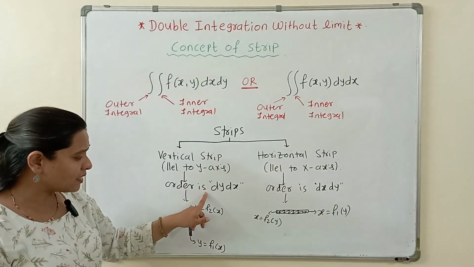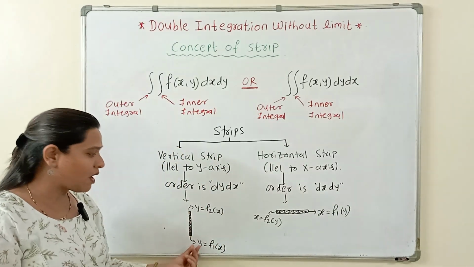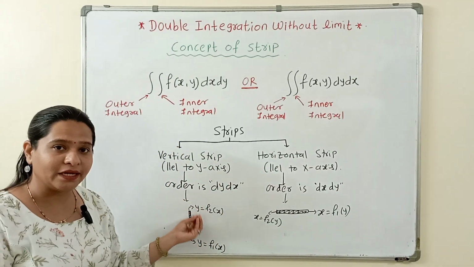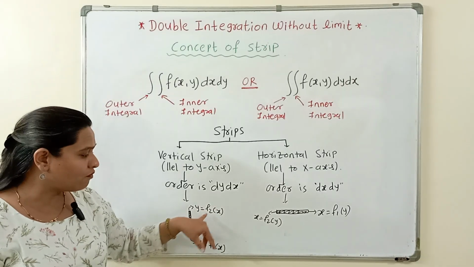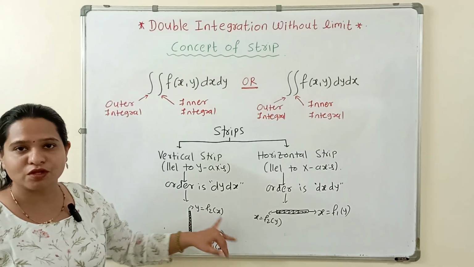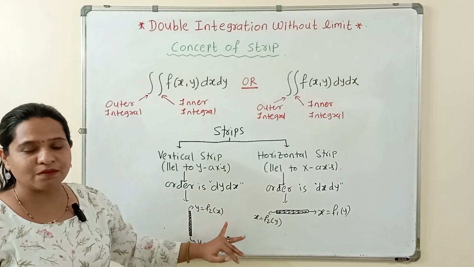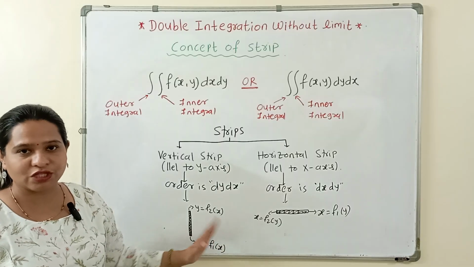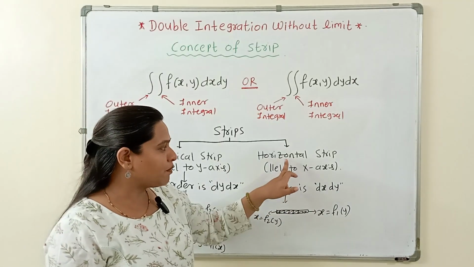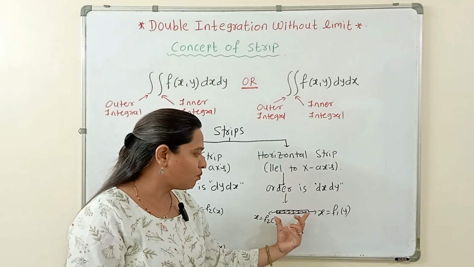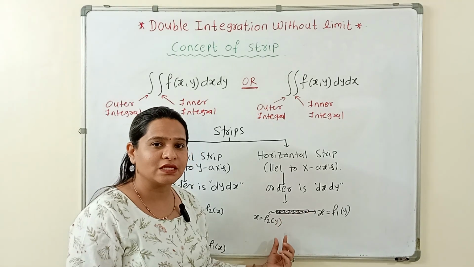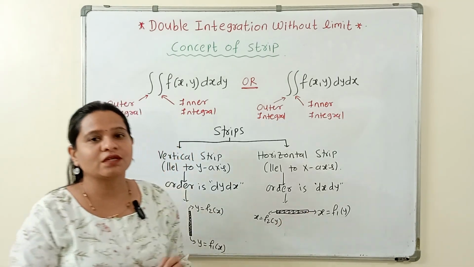By taking a vertical strip, from both ends of the strip we have to calculate only the value of y in terms of x. The value of y can be constant or in terms of x, but y in terms of y is useless, there's no chance of that, right? Now if you take a horizontal strip, then from both ends we have to calculate the value of x in terms of y. This is the concept of a strip.